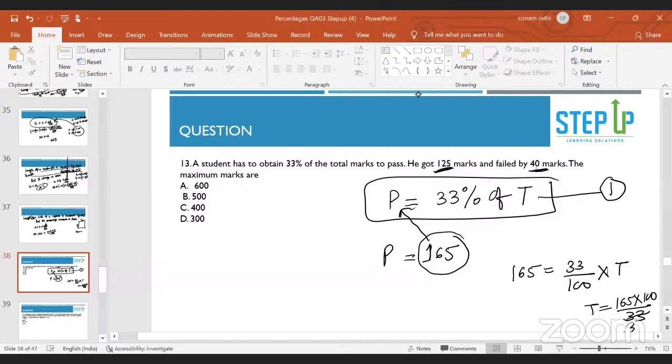11 3 times, 11 15 times, 500. So the answer is option B, 500. Correct? Yes.